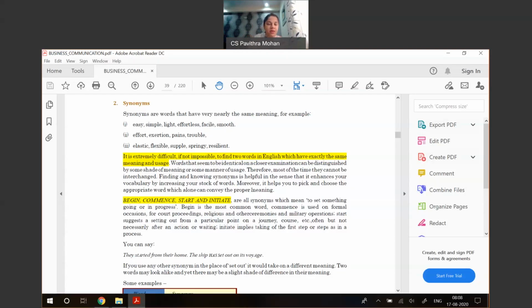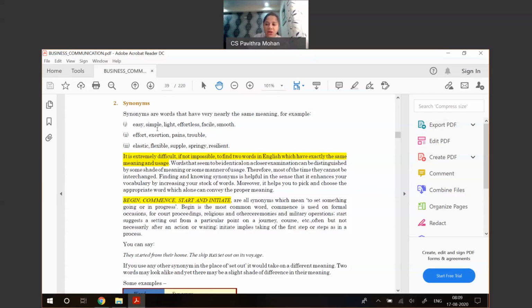For example, see here, similar words, synonyms: easy, simple, light, effortless, facile, smooth. When I give all these, it means I can do this task easily. Simple: I can climb the stairs, it is pretty simple. Or this is light, I can carry it. This is an effortless work and we could complete it very fast. All these words have different meanings when I use them in a particular sentence.